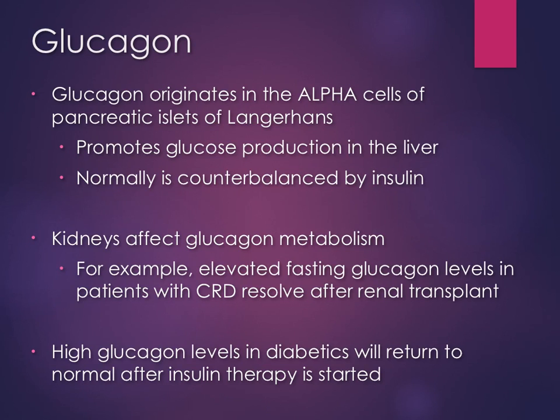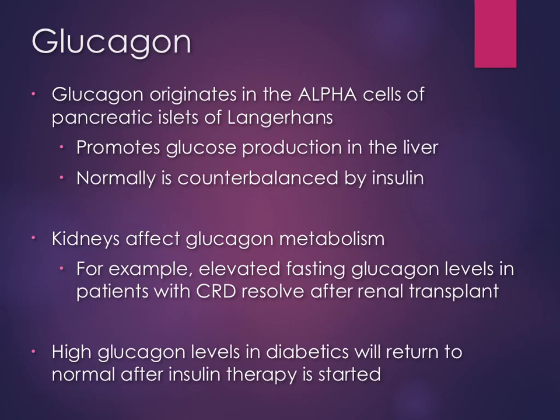We talked earlier a little bit about glucagon. Remember that this originates in the alpha cells of the pancreatic islets of Langerhans. This is different than insulin, which develops in the beta cells. And this promotes glucose production in the liver and is normally counterbalanced by insulin.